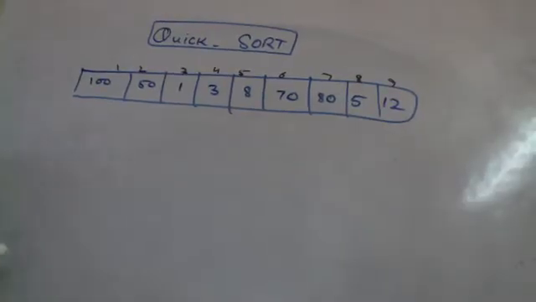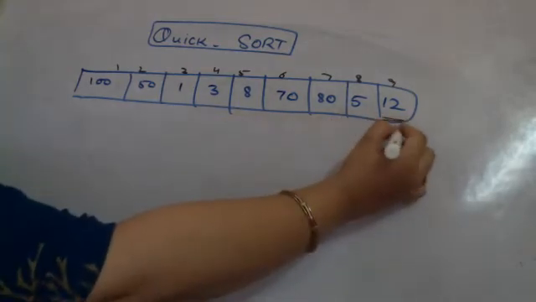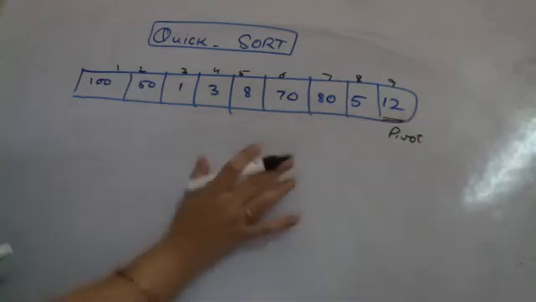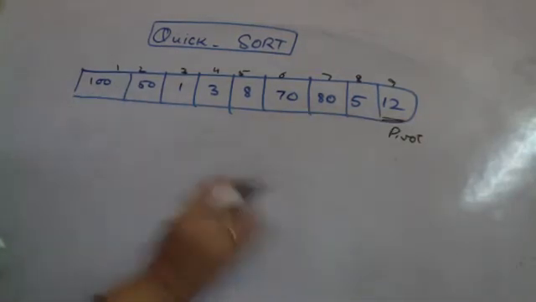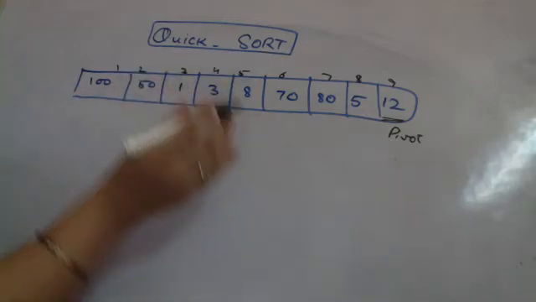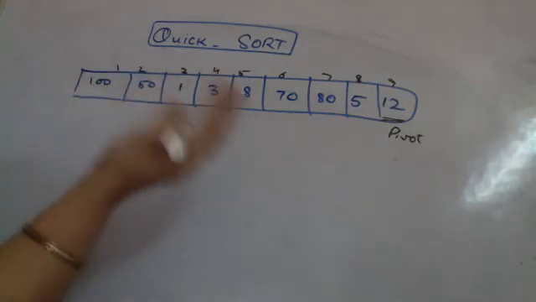So what happens in a quick sorting procedure is I pick up a pivot element. Initially in this quick sort procedure, I pick up the last element as my pivot element. So what I do is I pick up 12 and I start comparing. If 100 is greater than 12, then I swap the two.